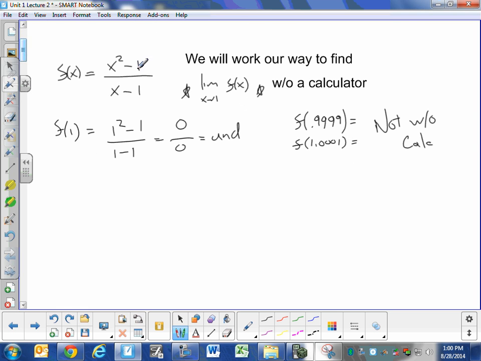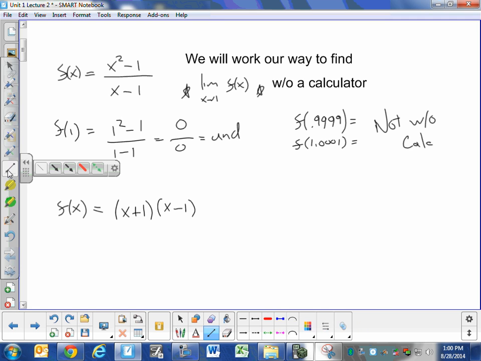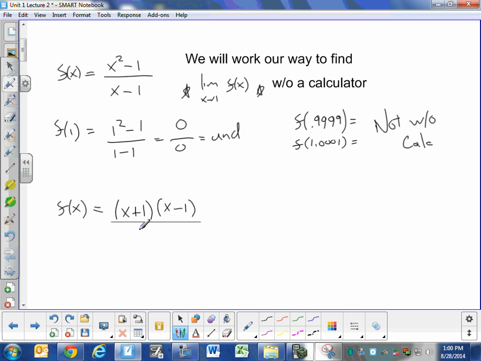F of x is an interesting function. It actually can be simplified. X squared minus 1 is a difference of squares. It can be factored to be x plus 1 times x minus 1, over x minus 1.